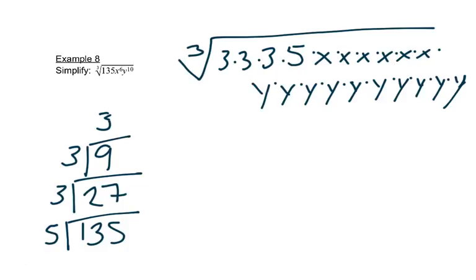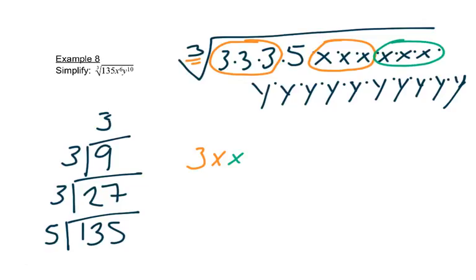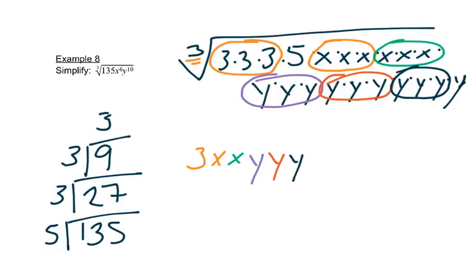Okay. So this says I'm looking for groups of 3. So I want to see anything with a group of 3. So here's a group of 3. That will be a 3. Here's a group of 3. That will be an x. Here's a group of 3. That will be another x. Here's a group of 3. That will be a y. Here's a group of 3. That will be another y. And here's a group of 3, that will be another y.